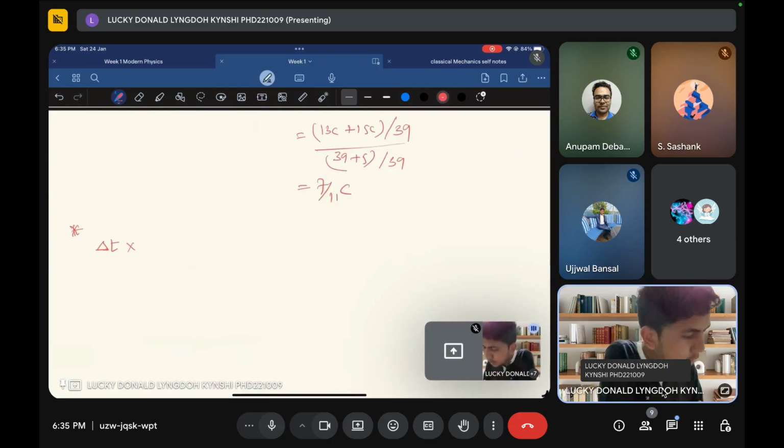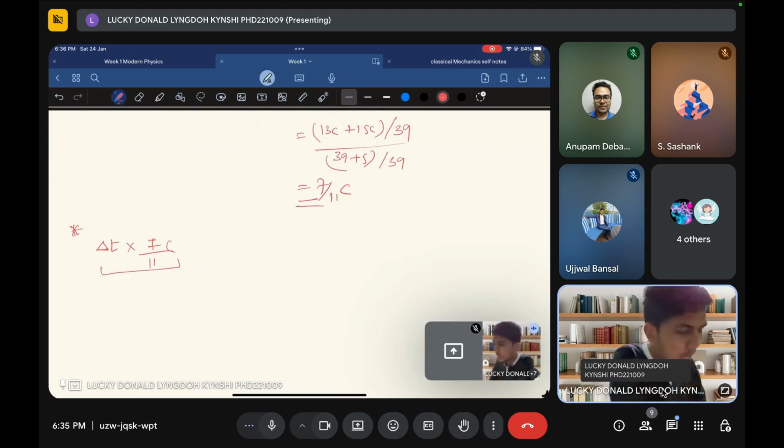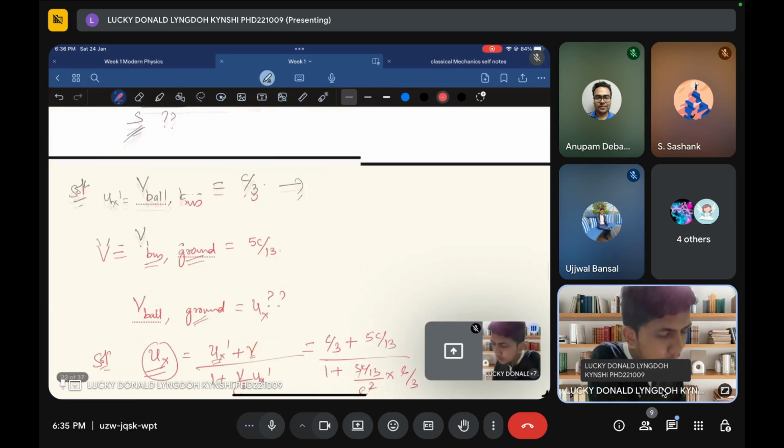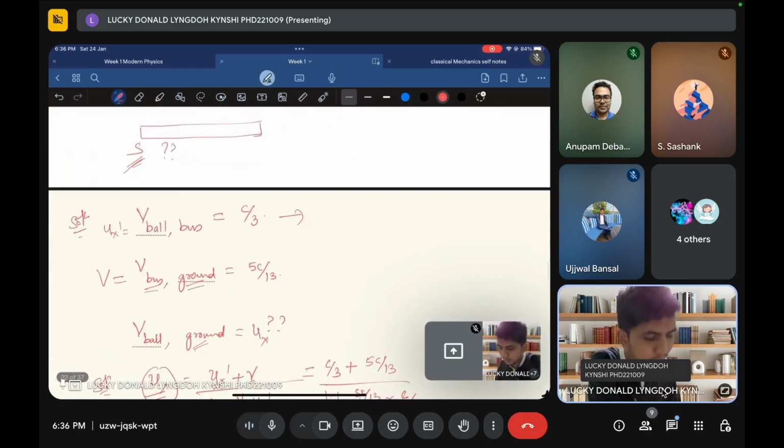Let's say delta t into 7 by 11c, this velocity. Time into velocity gives you the distance. And what is this distance equal to? If you look carefully, first of all, when the bus of length L is moving at such a high speed of 5c by 13, what will happen? There will be a length contraction, right? So there will be length contraction.